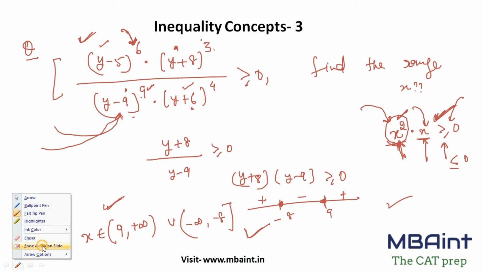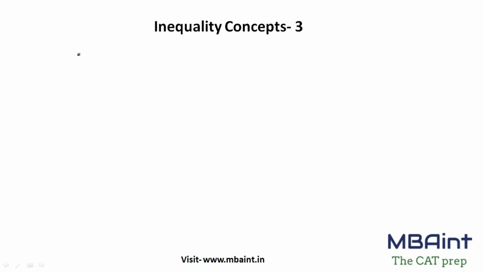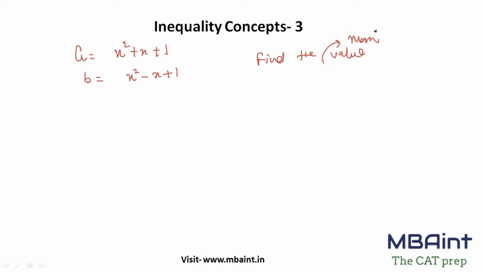So the next question is also a good one. Let's say I give you A, which is x square plus x plus 1, and B, which is x square minus x plus 1, and I ask you to find the maximum and minimum value of A upon B. I will repeat the question. A is given to me, B is given to me, and they have asked you to find the maximum and minimum value of A upon B.